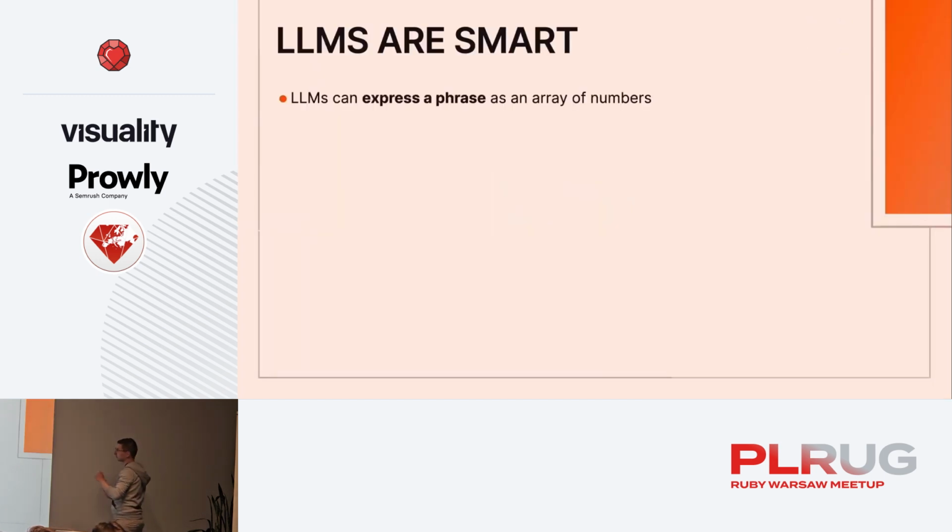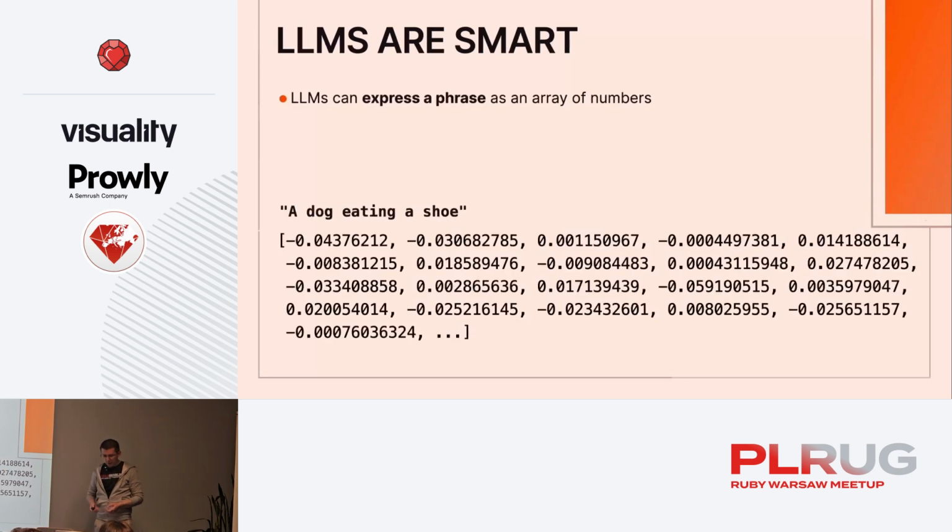So this we know by now. They are smart. And one of the things that they can do is what Chris has touched on. An LLM is able to express any phrase, in fact any data, as an array of numbers. So it would be like this: a dog eating a shoe, for whatever reason. We get an array of data. We've seen that already today. So let's move forward.